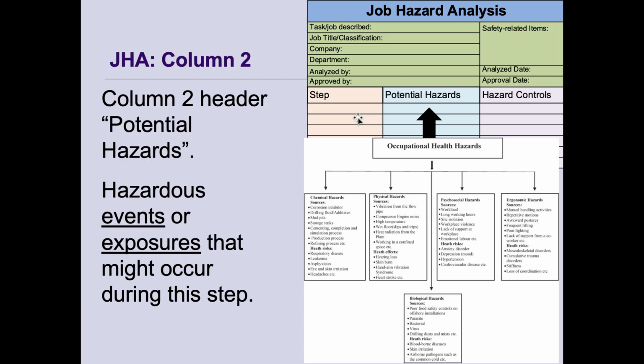category. So the potential hazards category, this describes events or exposures that might occur. And I'll say it again because it's really important. You may see this again on an exam. The potential hazards describes events or exposures that might occur.